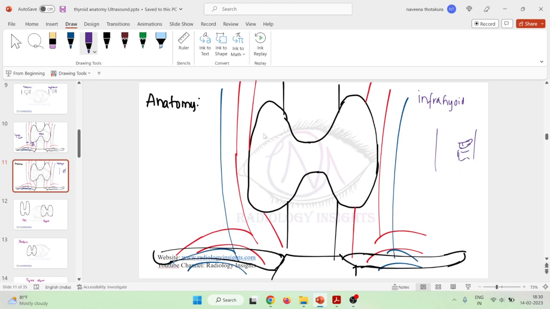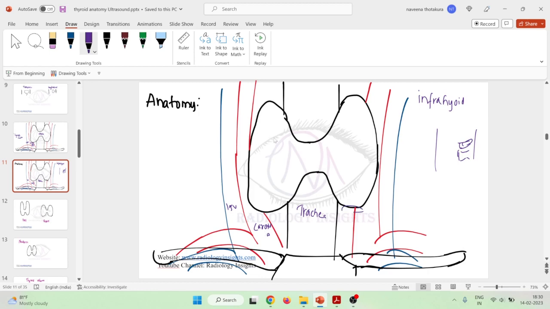And this thyroid is in relation to the trachea. This is the trachea. It is in relation to the carotid arteries. It is in relation to the internal jugular vein. So the thyroid is in relation to the trachea, esophagus, carotid artery and internal jugular vein.